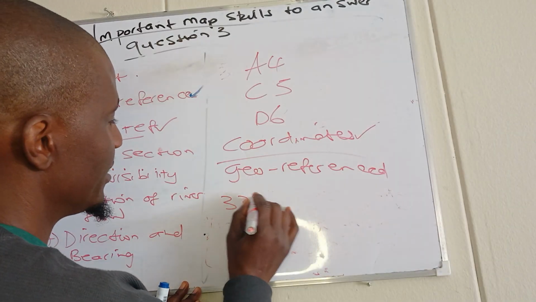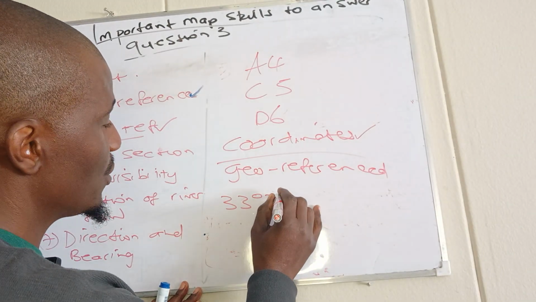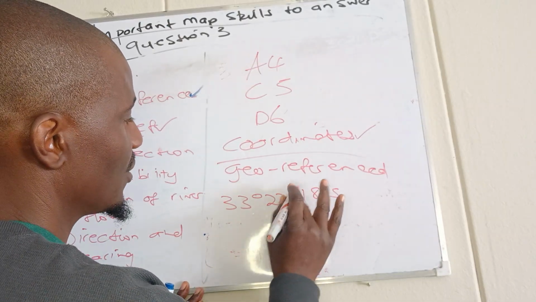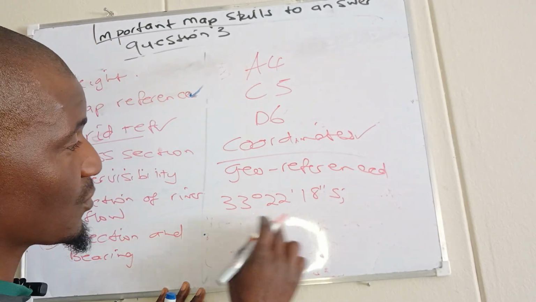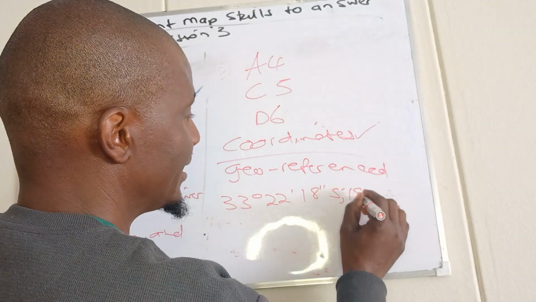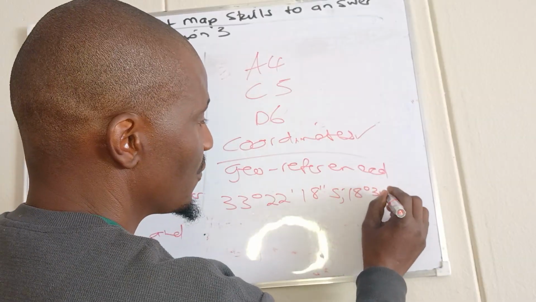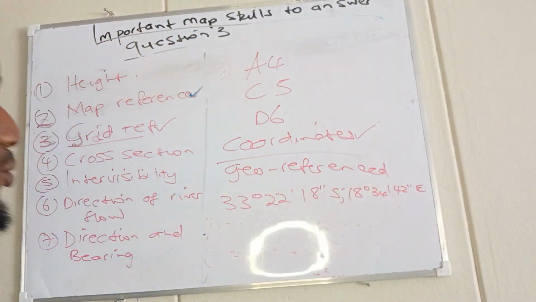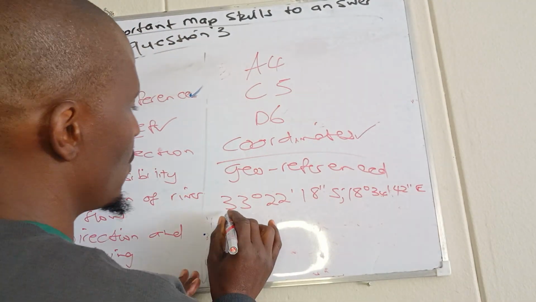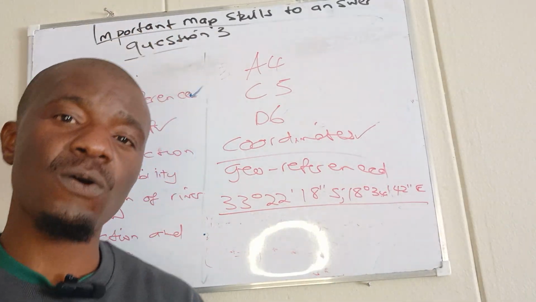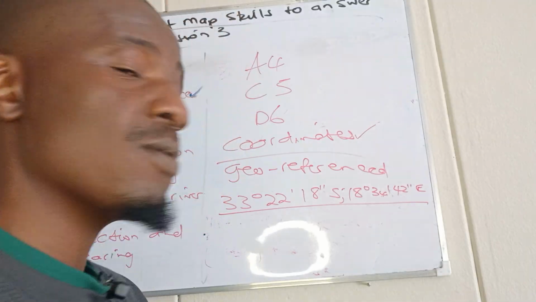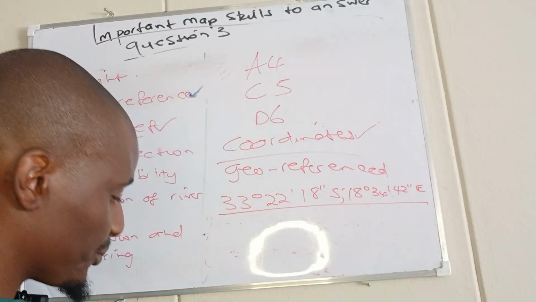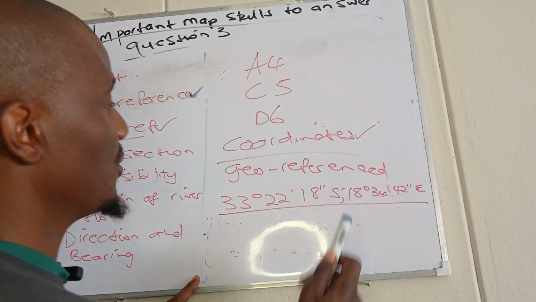Okay, 33 degrees, 22 minutes, 18 seconds south. And obviously it's supposed to be in terms of latitude and longitude, 18 degrees, 34 minutes, 42 seconds east. So when it comes to your coordinates or your grid reference, you're supposed to know how to write the coordinates or how to georeference the coordinates of features or places. So you're supposed to know that you start first with your latitude.